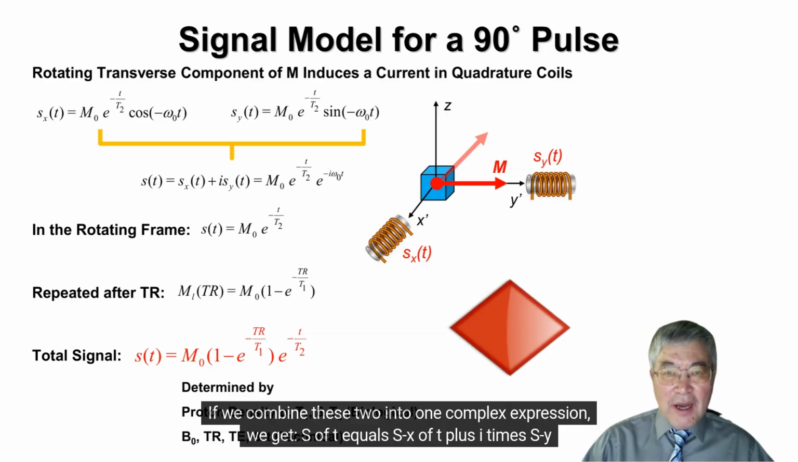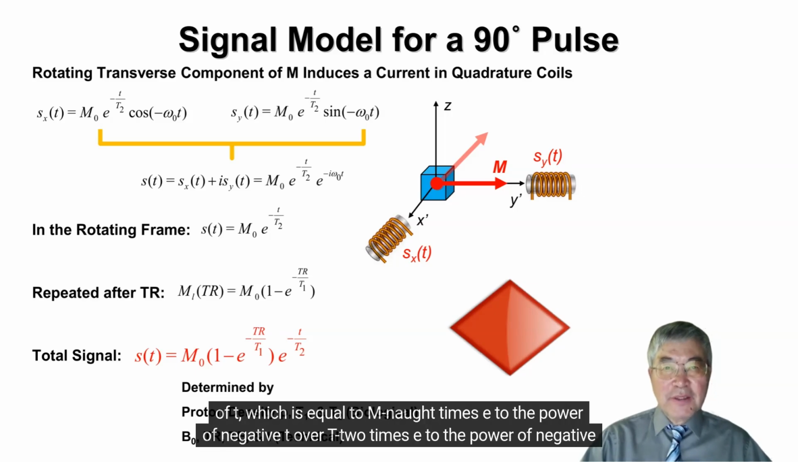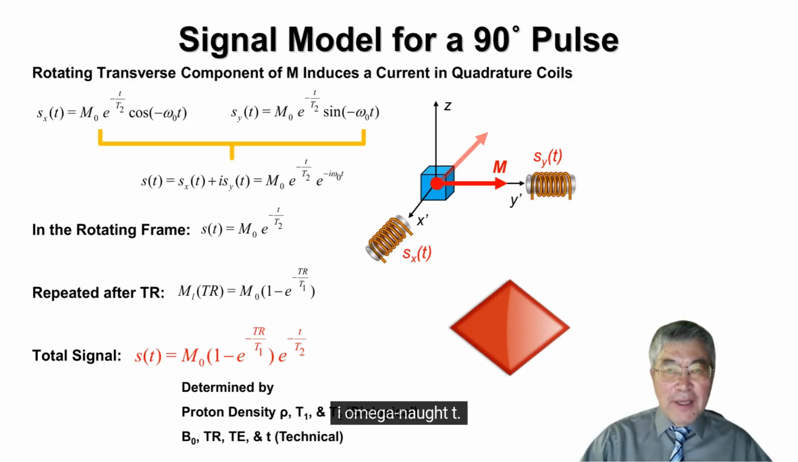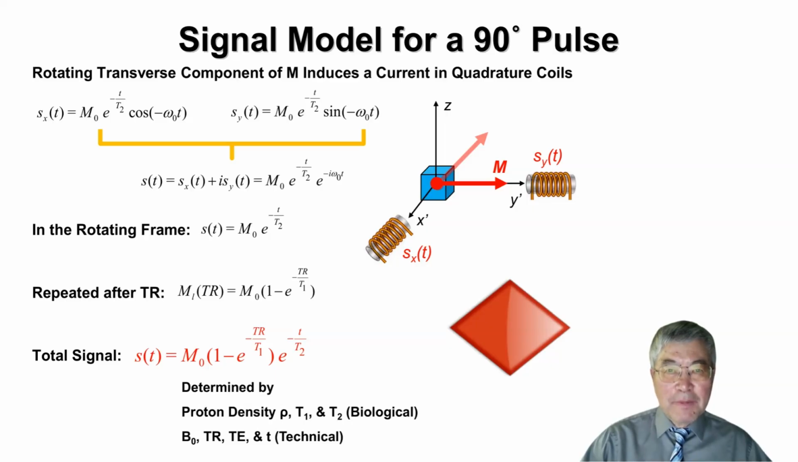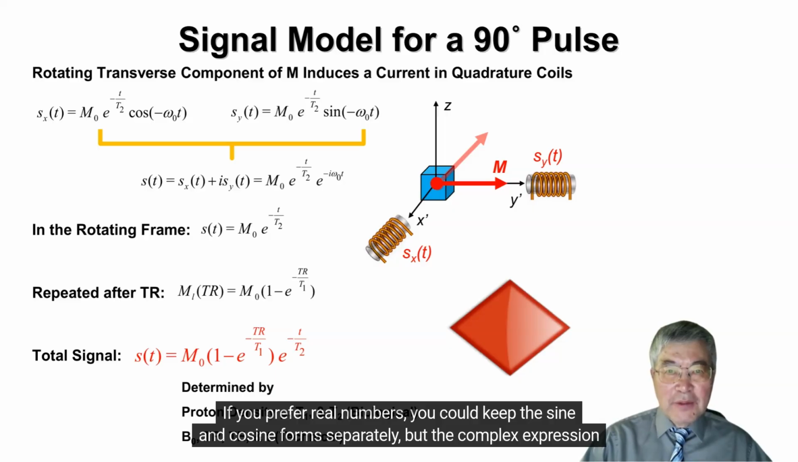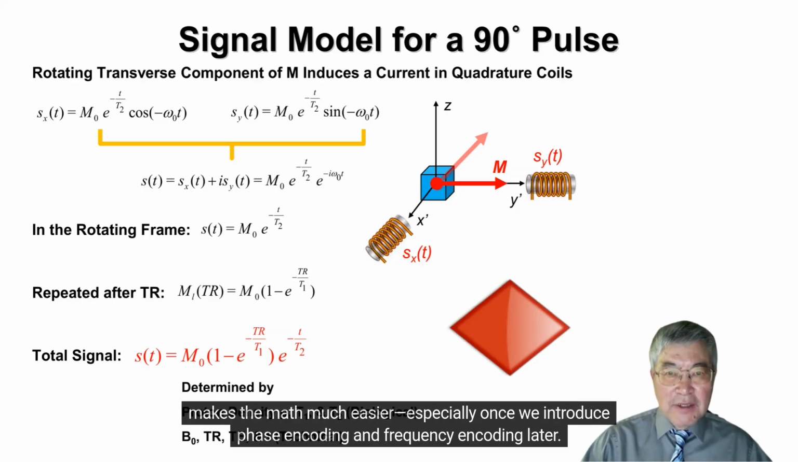which is equal to M0 times e to the power of negative t over T2 times e to the power of negative i omega naught t. This compact form represents both the magnitude and the phase of the signal together. If you prefer real numbers, you could keep the sine and cosine forms separately, but the complex expression makes the math much easier, especially once we introduce phase encoding and frequency encoding later.